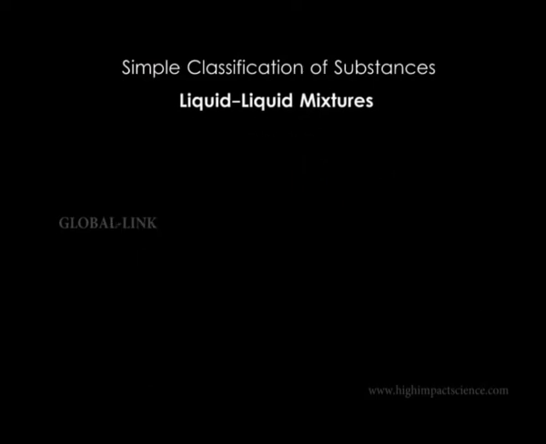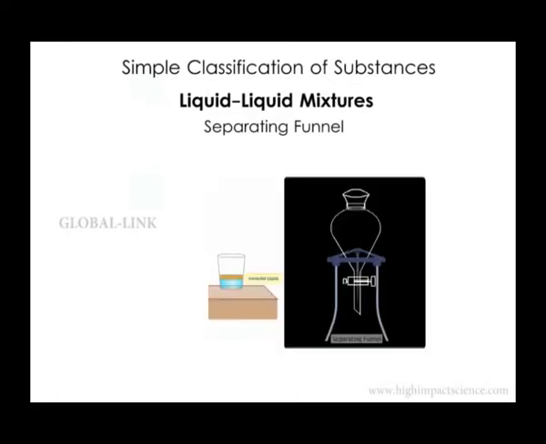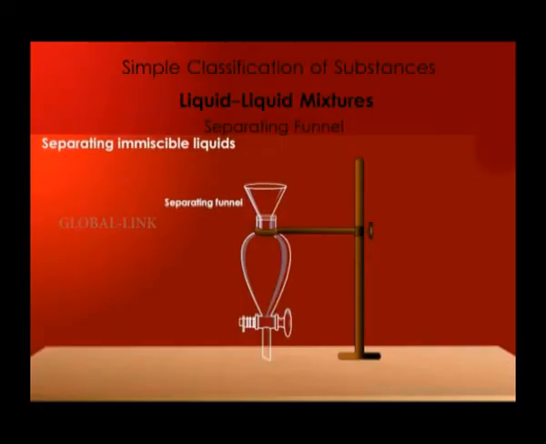Next is separation of liquid-liquid mixtures. First method, separating funnel. Now, a separating funnel is used to separate immiscible liquids like water and oil. Immiscible liquids are usually of different densities. A separating funnel is a special flask in the shape of an inverted cone. It has a mouth at the top and a stopcock at the bottom.